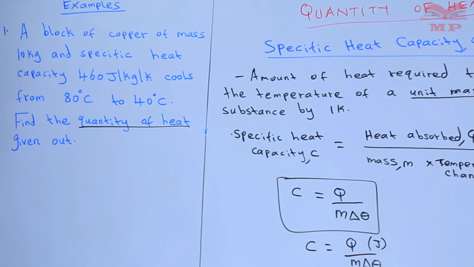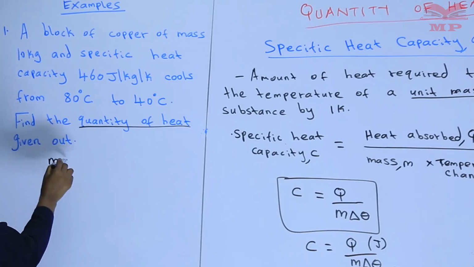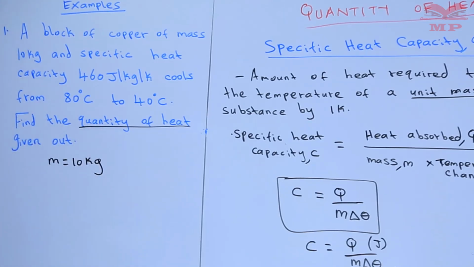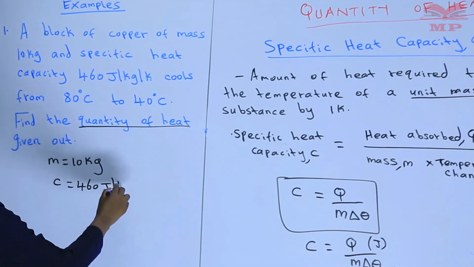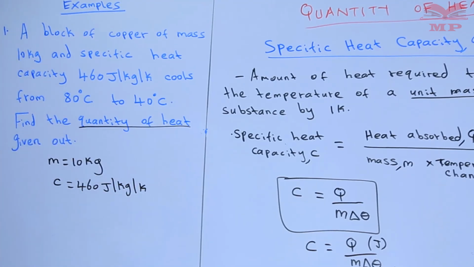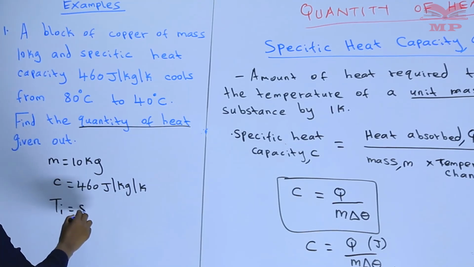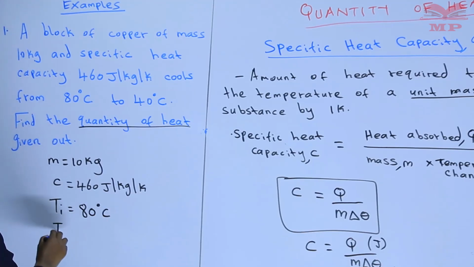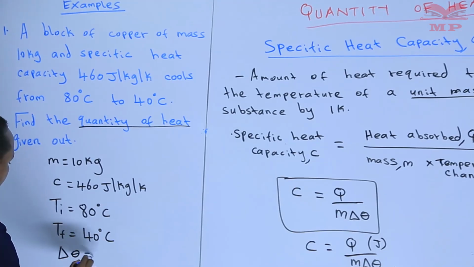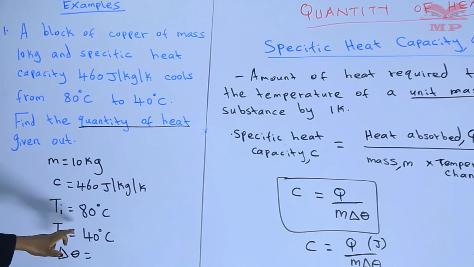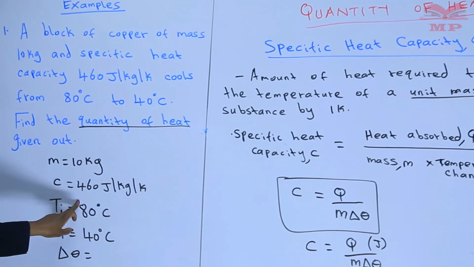So we start by analyzing the question. We have a copper of mass 10 kilograms, and we can see mass is already in its SI unit. Then we have the specific heat capacity of 460 joules per kilogram per Kelvin. It is cooling from, so the initial temperature is 80 degrees Celsius and the final temperature is 40 degrees Celsius. So from this we can get the change in temperature. For us to get the change, we simply subtract. If we take 40 minus 80, we'll get negative 40. That negative simply means that it is a fall in temperature.